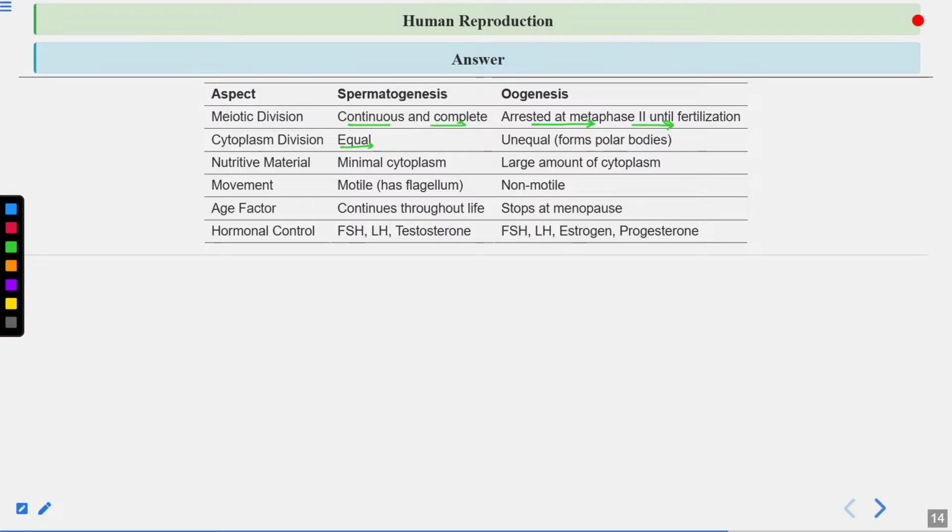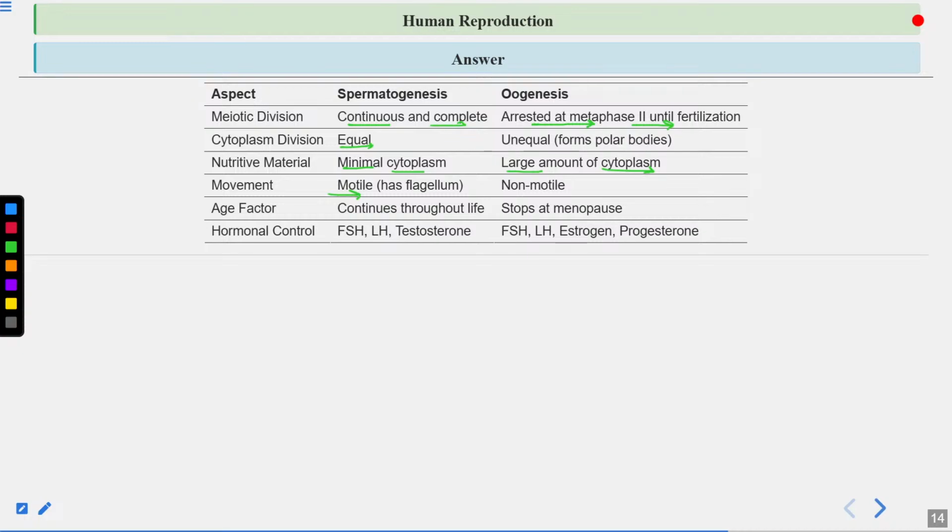Now, sperms contain minimum cytoplasm. In oogenesis, the eggs which are produced contain a large amount of cytoplasm. The reason you already know why they contain such a large amount of cytoplasm. Then sperms are motile. They have a tail, and with the help of the tail, they can move. And we have already studied that for the movement, energy is required, and this energy is provided by the mitochondria, which are present in the middle piece of the sperm.